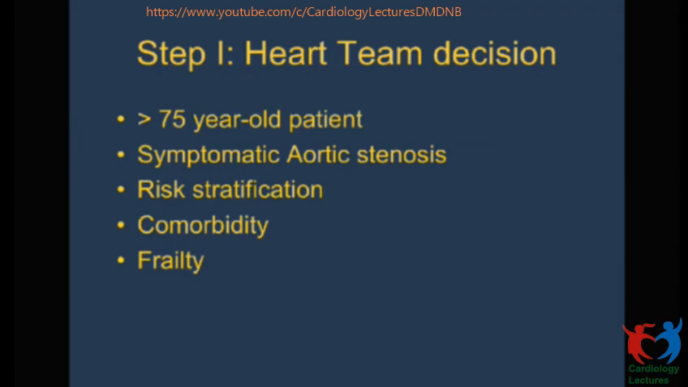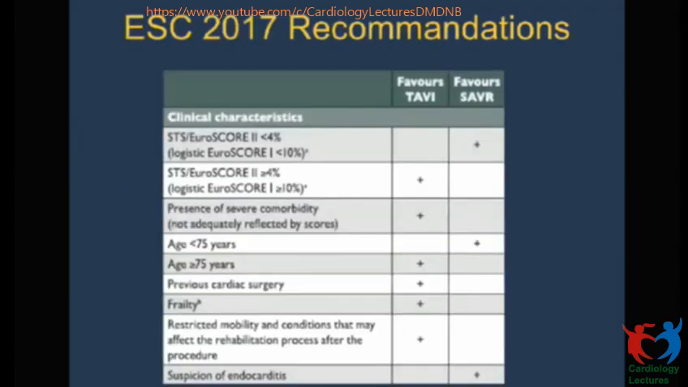The first step would be the heart team decision, the risk stratification, comorbidity, and frailty. The ESC recommendations are from 2017, and the ESC talks about patients who would be favored for TAVI and patients who would be favored for aortic valve replacement. For surgical replacement, you have patients with a low-risk logistic EuroSCORE, the youngest patients, less than 75 years old, and suspicion of endocarditis. All other presentations would be suitable for TAVI.